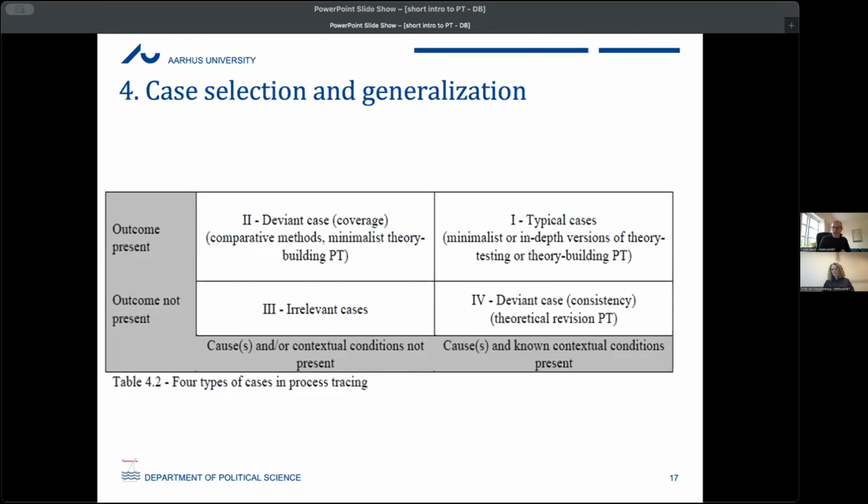Real briefly, and then we'll have some time for questions. Process tracing basically is interested in, you could say, positive cases where we have an outcome and we have a cause and known context present. There's no reason to trace a process in a case where your cause and outcome are not present.